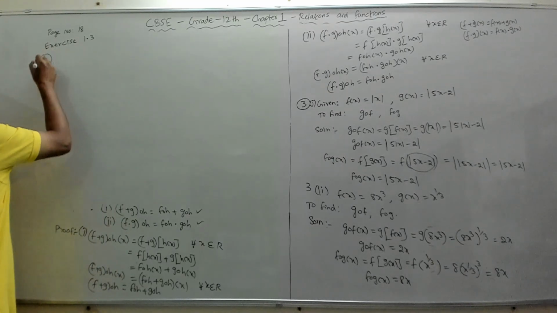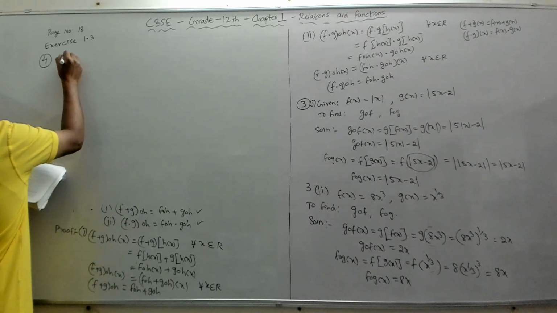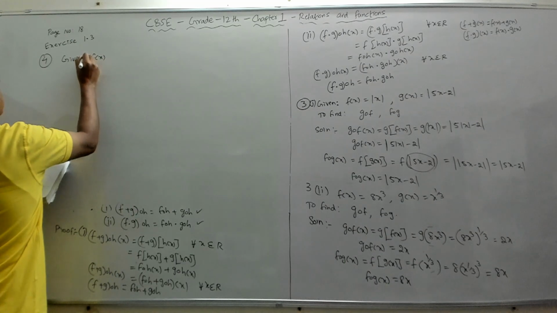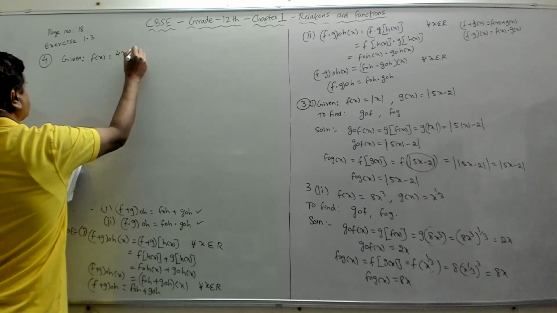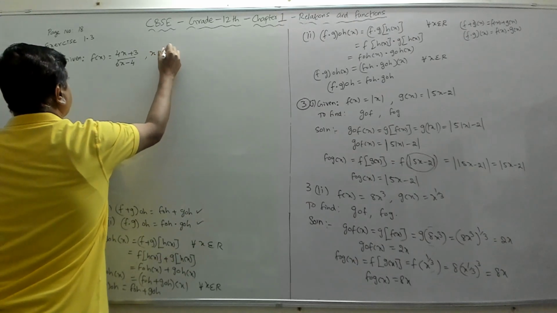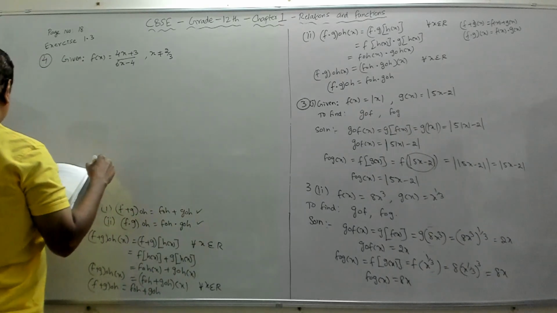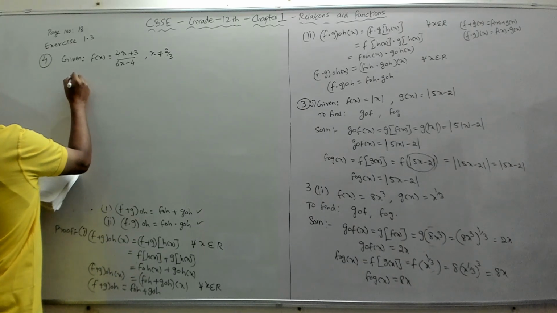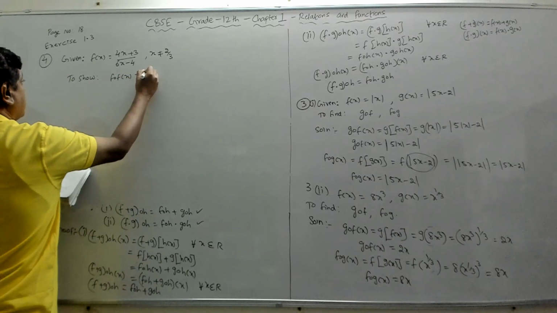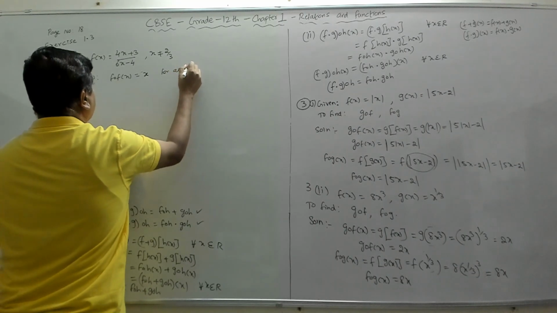So the fourth question is: what is given? f of x is given as f of x equal to (4x plus 3) by (6x minus 4), x is not equal to 2 by 3. Obviously when x becomes 2 by 3, the denominator becomes 0 and the function is not defined there. We have to show that f of f of x equal to x, for all x not equal to 2 by 3.